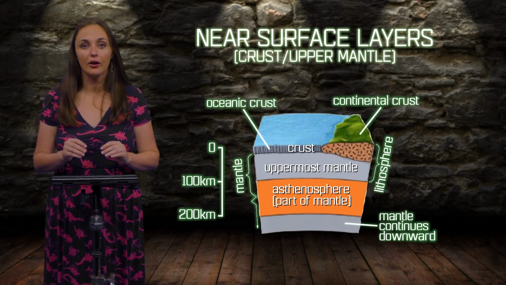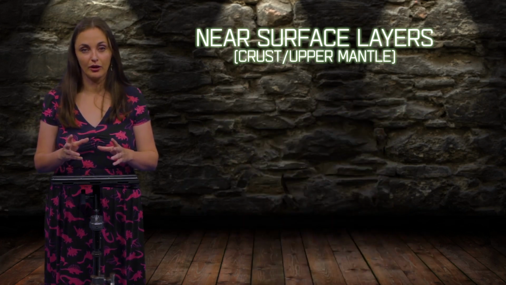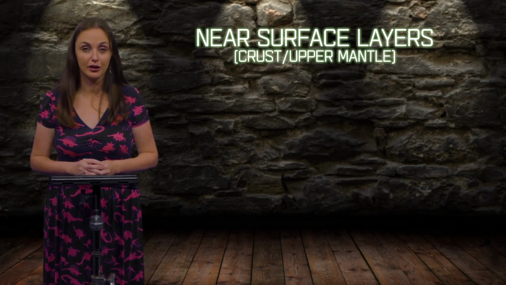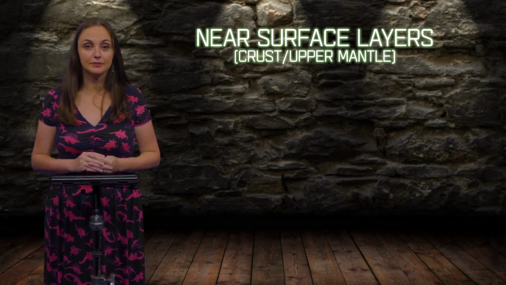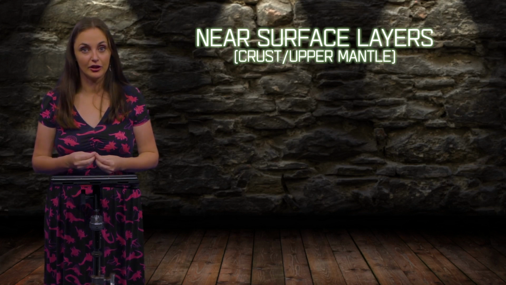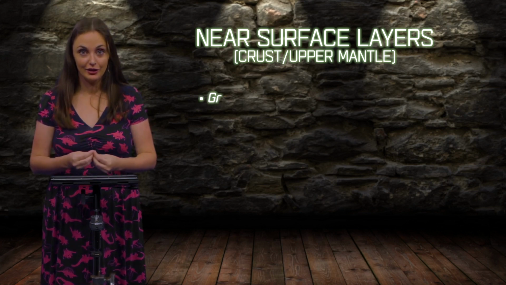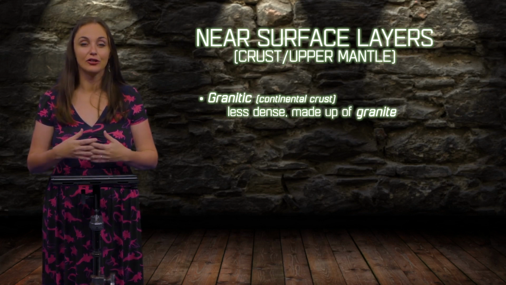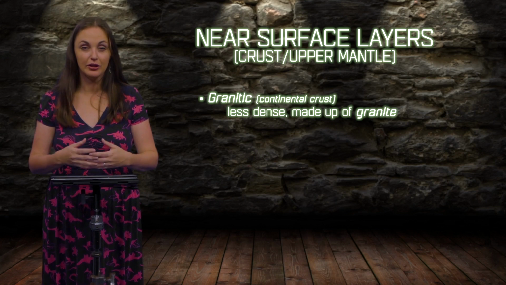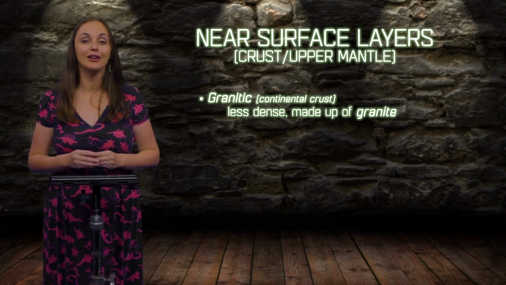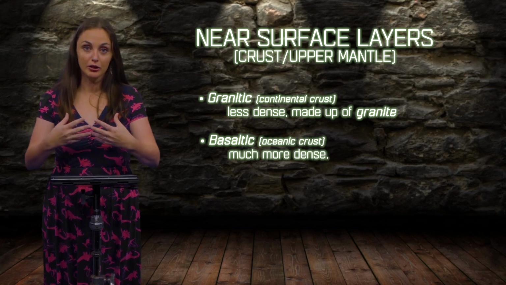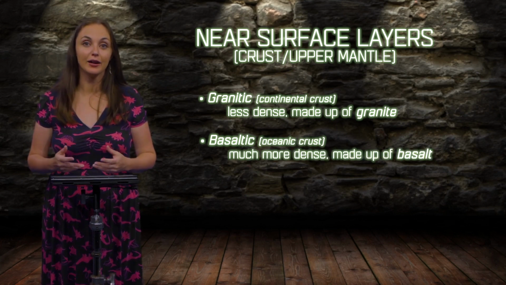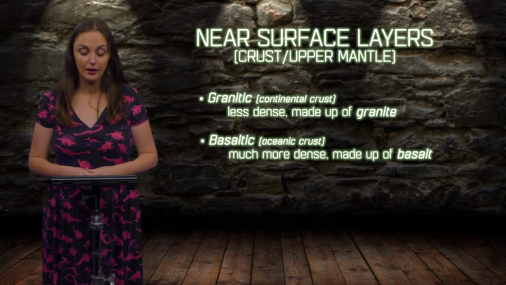I want to go ahead and throw out a couple of words for you that we're going to get into a lot more detail in the second unit of this class when we cover rocks and minerals. The continental crust is largely granitic, or made up of a rock called granite. So this granite, again, is far, far less dense than the material that makes up the oceanic crust. It's basaltic, or a rock called basalt. Basalt is going to be 2, possibly even 3 times the density of granite.